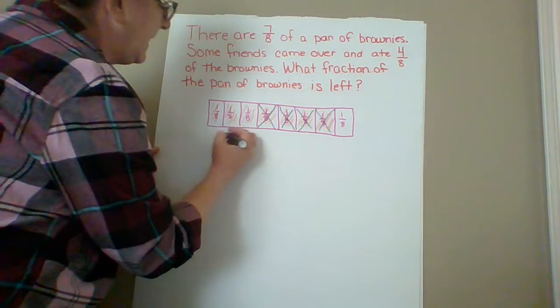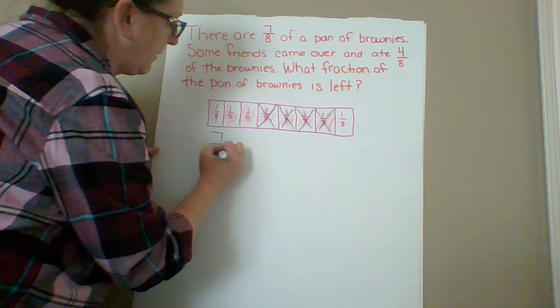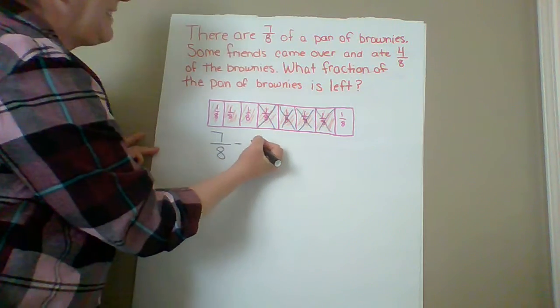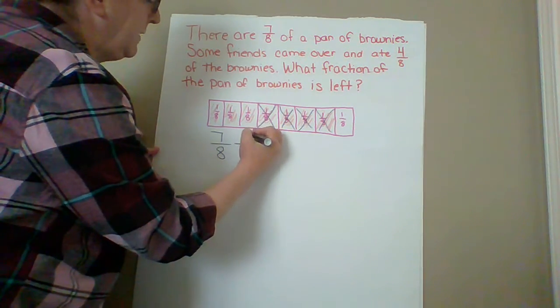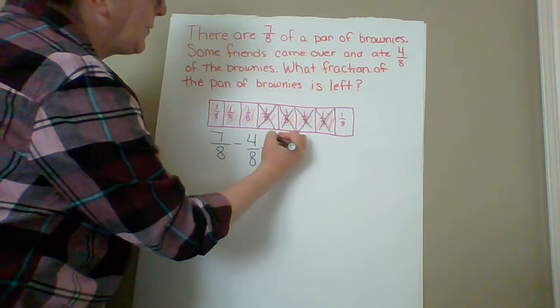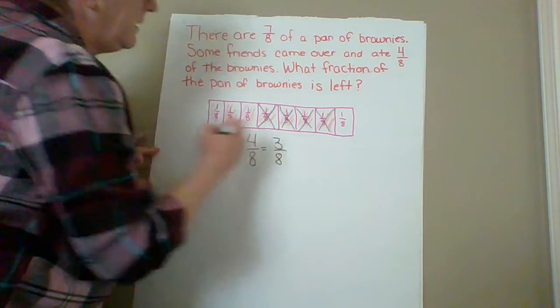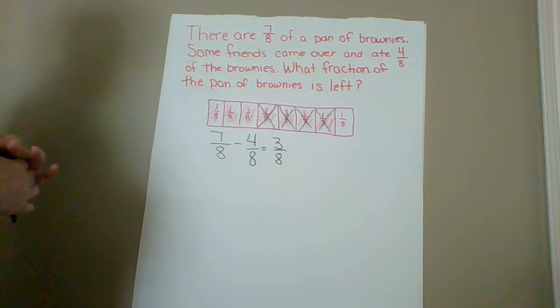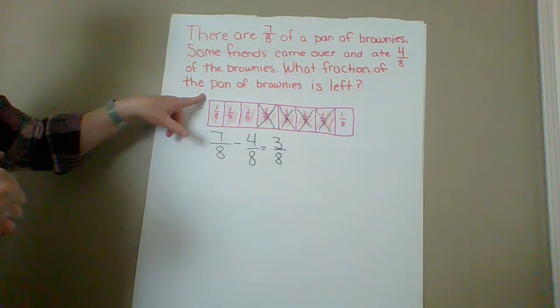So we started with 7/8 of the brownies, and friends came over and they ate, they took away, they removed 4/8 of the brownies, and now we have 3/8 left over. What is the very important last step in this? It is answering the story question. What fraction of the pan of brownies is left?